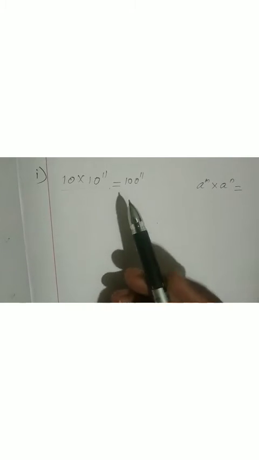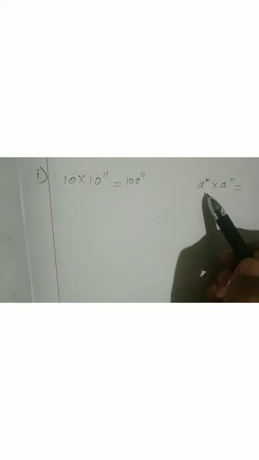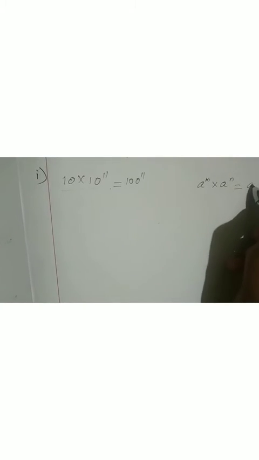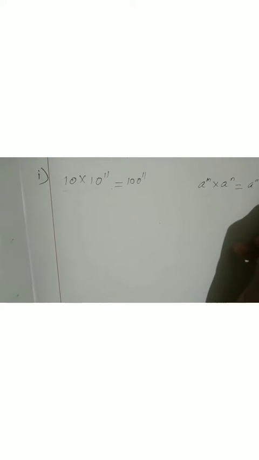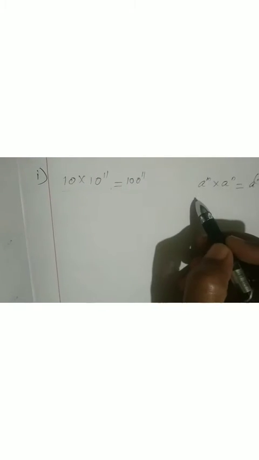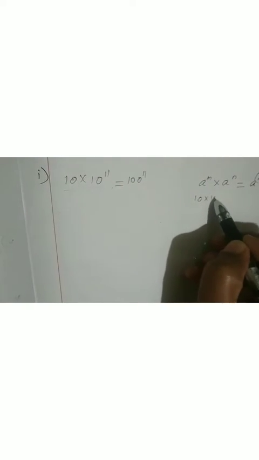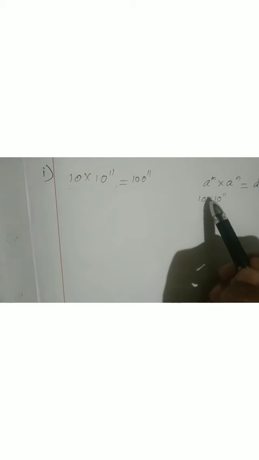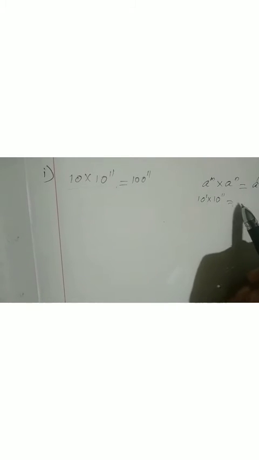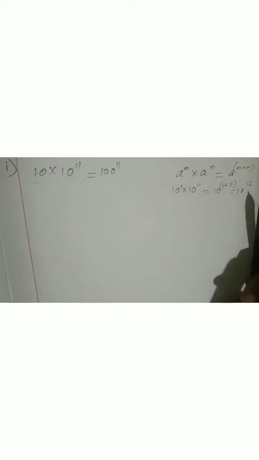First, we can solve this LHS part. We know the equation a raised to m into a raised to n is equal to a raised to m plus n. Here, 10 into 10 raised to 11. If there is no power, we know that is 1 itself. So 10 raised to 1, which is equal to 10 raised to 1 plus 11, which is equal to 10 raised to 12 is the answer.